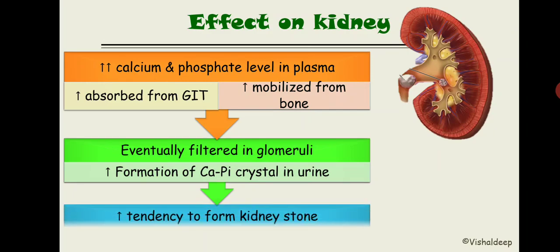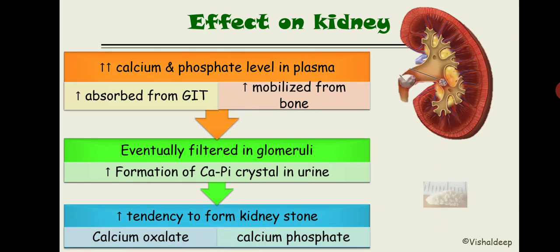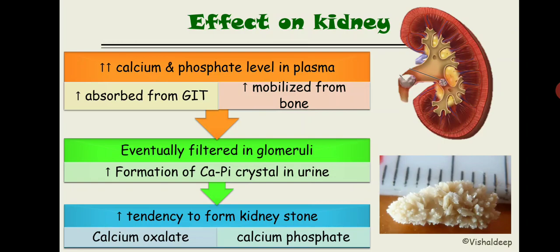There is an increased tendency to develop kidney stones, and there are two types of stone that happen actually. One is calcium oxalate and the other is calcium phosphate, and to prevent these stones, an acidotic diet and acidotic drugs are frequently used to treat renal calculi. Now this is all about our parathyroid hormone.